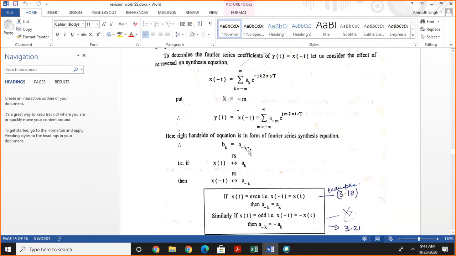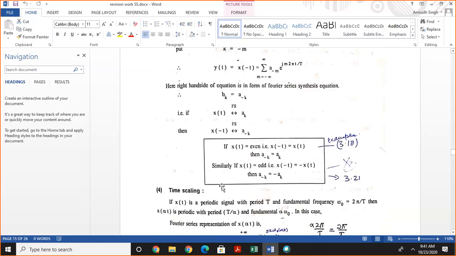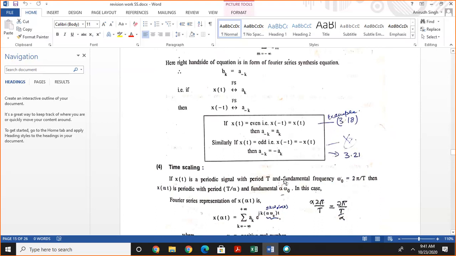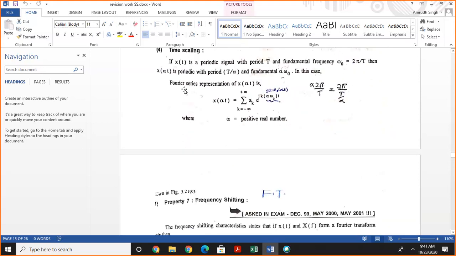Time reversal. When x of t undergoes time reversal, the period of the periodic signal remains unchanged. So x of minus t is given by this expression. Substitute k equal to minus m. Then y of t is with k equal to minus m here, and we can say that this is the coefficient of x of minus t. So bk is a minus k.